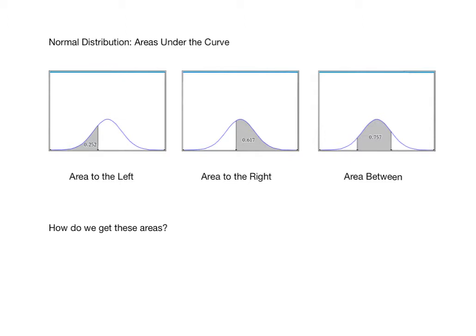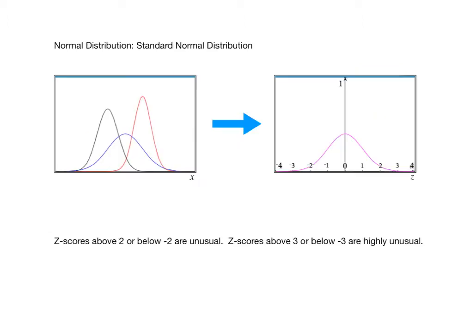Lucky for us, mathematicians have already used the equation of the curve, which was that ugly, messy thing with sigma and mu and pi and e in it. They've used that equation and done some integral calculus to find areas underneath the curve. And instead of doing integral calculus, all we have to do is be able to read a standard normal distribution table where the areas will be listed for us. But to get to this table, we need to realize one thing first.